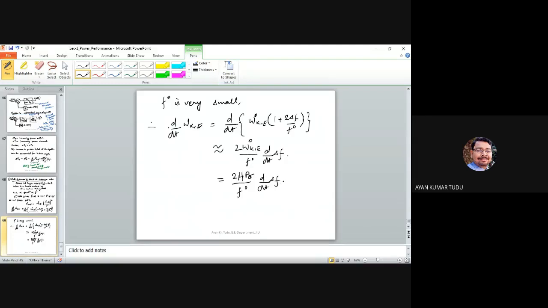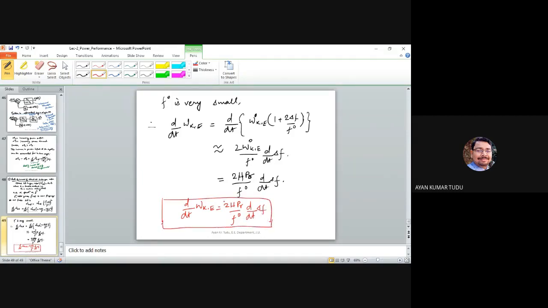Understood? So the expression that we are getting is d by dt of WKE equal to 2HPR by f naught d by dt of delta f. That is the first half.